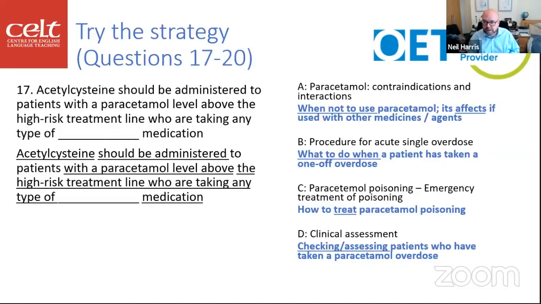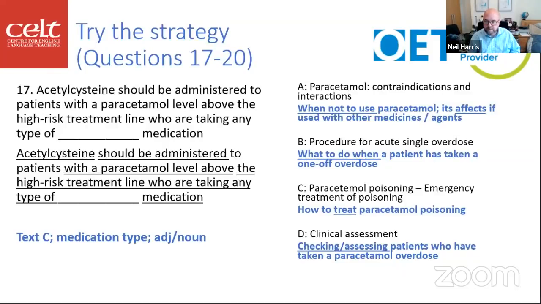So the suggestions from people looking at part C: now we can see in part C, in the graph, there are two lines. There's the high risk treatment line and the normal treatment line. So it would seem that text C is going to be the one that helps. Now we're looking for a medication type. So we're probably looking for an adjective or a noun here.